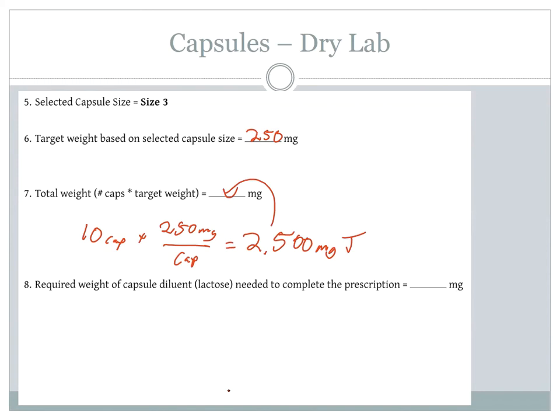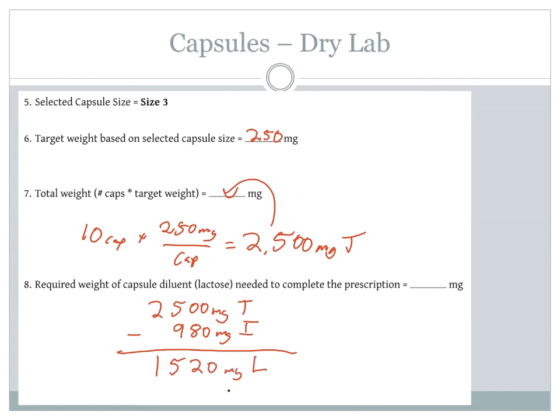Because then my last step is, well, how much lactose? I know now how much of my indomethacin I'm going to be using. How much lactose diluent do I need? Well, you're going to start with the total. We need 2,500 milligrams total. From that, let's subtract the 980 milligrams of our indomethacin. So what is that subtraction? 2,500 minus 980 equals 1,520. 1,520 milligrams now of lactose. So that's a capital L.